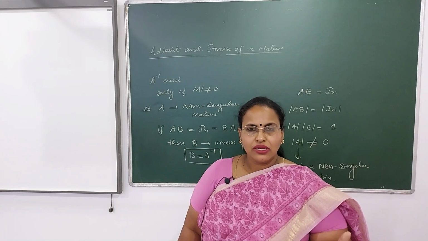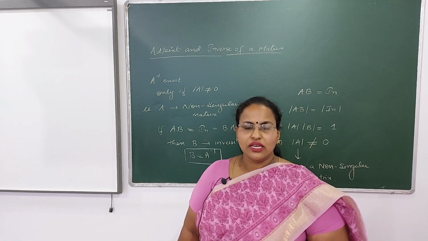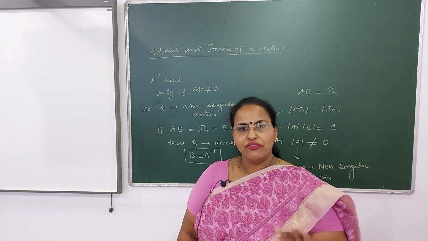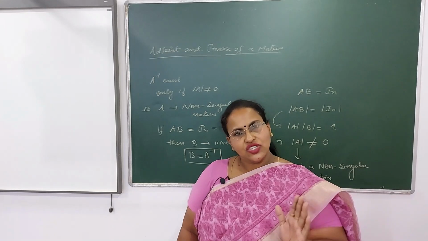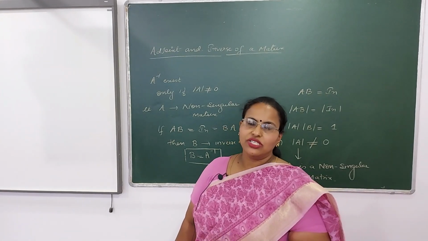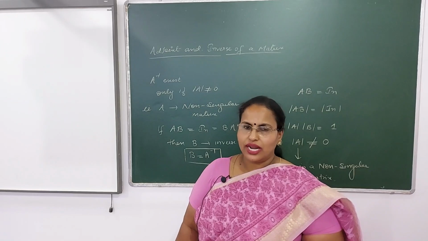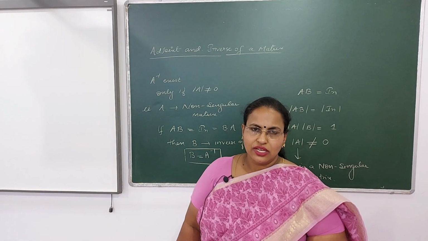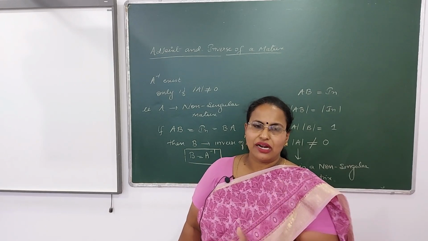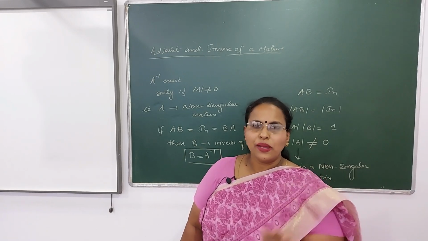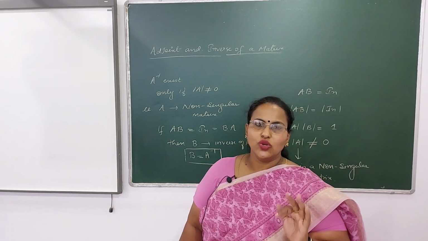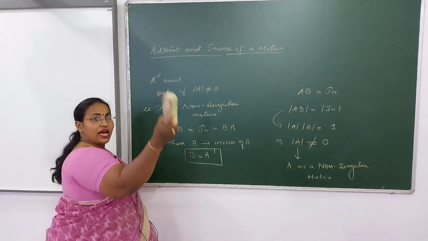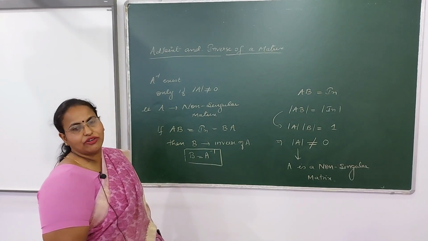So if the question comes, check whether the given matrix is invertible or not, you simply need to find the determinant of the given matrix. If it is not equal to 0, that means A inverse exists. If it is equal to 0, that means A inverse does not exist. So I hope students you are understanding this. For the existence of inverse of any matrix, the matrix should compulsorily be non-singular.